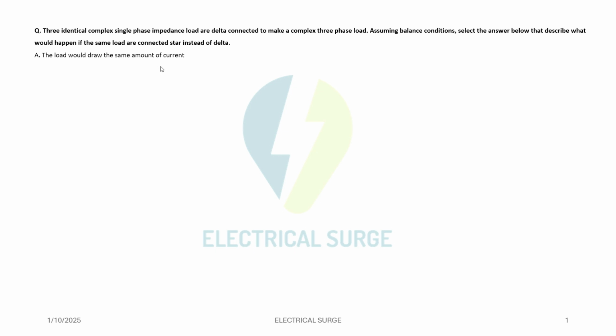Three identical complex single phase impedance loads are connected to make a complex three phase load, and assuming loads are in balanced condition, select the answer below that describes what would happen if the same loads are connected star instead of delta.